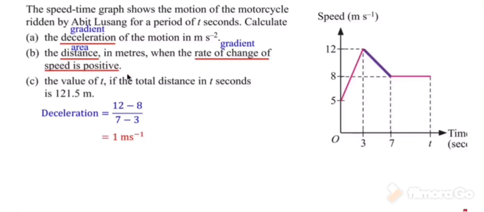Then we'll go to the graph and see which part of the line has positive gradient. So looks like this is the part. Okay, the one in blue color has positive gradient. So we'll highlight the shape in yellow color. Okay, because we want to find the distance, and because of the distance we need to find the area for the trapezium.